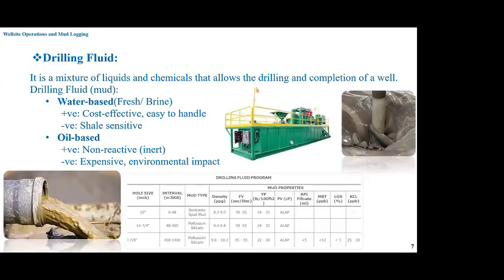This is an example of the drilling fluid program. For each interval or section, the program indicates which type of mud is designed or needed. Also the mud properties like density, funnel viscosity, yield point, plastic viscosity, API, and other properties. So this drilling fluid program comes in the well drilling proposal.